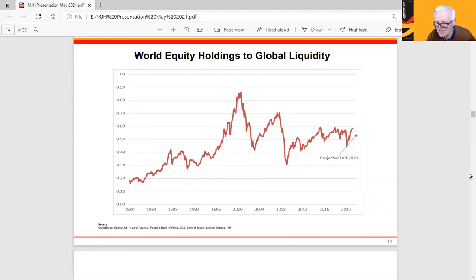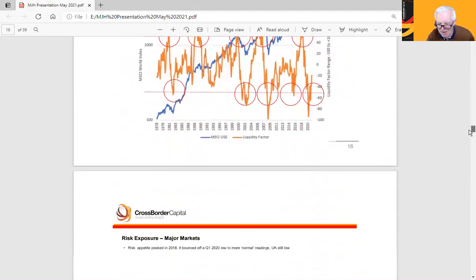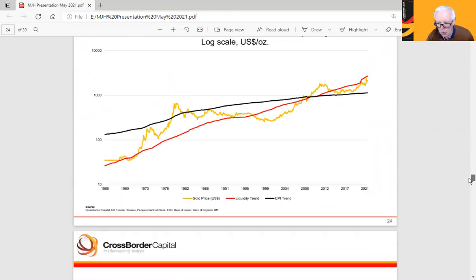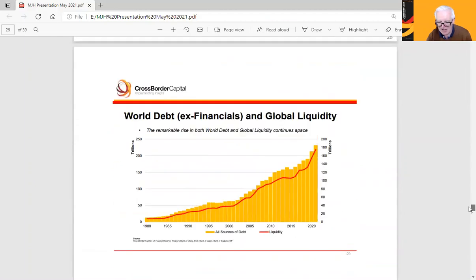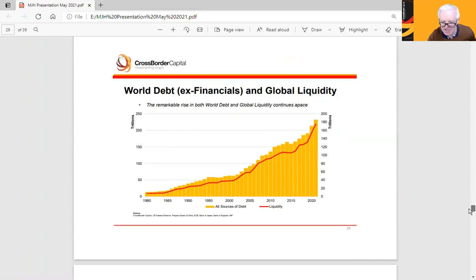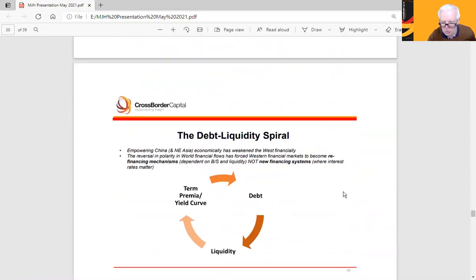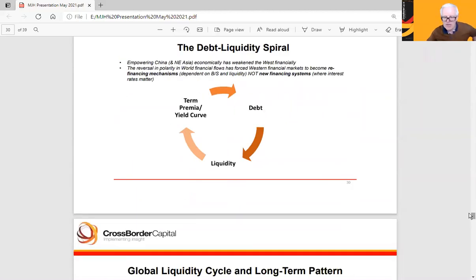The point I didn't make, which I just want to mention, is that the world does suffer from what we call a debt liquidity spiral, which is this factor here. You get rising debt and you get rising liquidity. Liquidity depends on debt for collateral, and debt depends on liquidity to be refinanced. So the two have a symbiotic relationship. And basically the limit to the cycle is when bond yields rise to such a significant extent that collateral is destroyed, and that's when liquidity turns down.